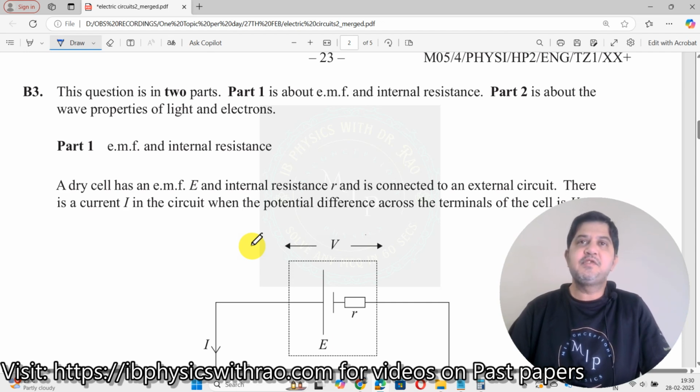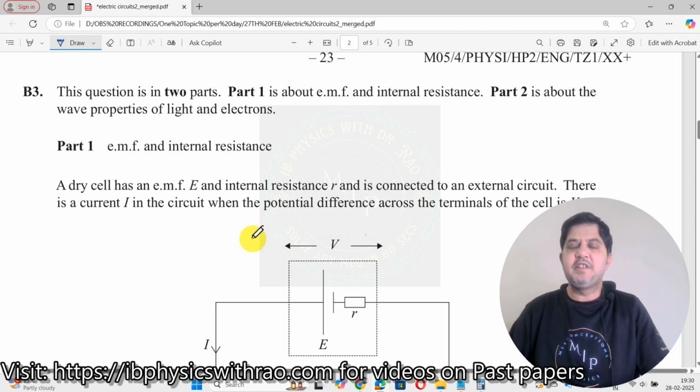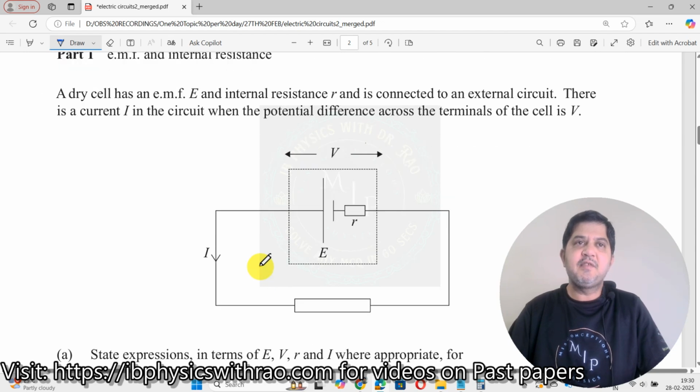And this question is on electricity, which helps you to understand the relationship between EMF, internal resistance, terminal potential difference, and so on, which are the very basic things in order to solve any kind of problem. This question is taken from the 2005 May paper, which was for the HL TZ1. Okay, now let us start with this question.